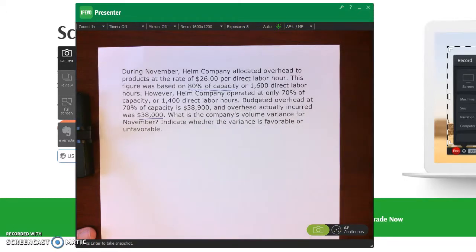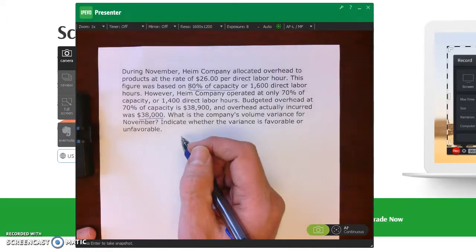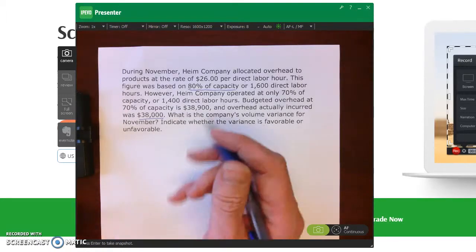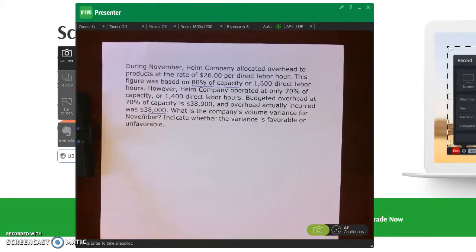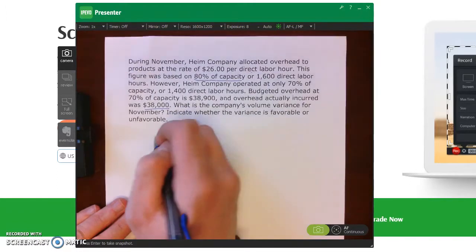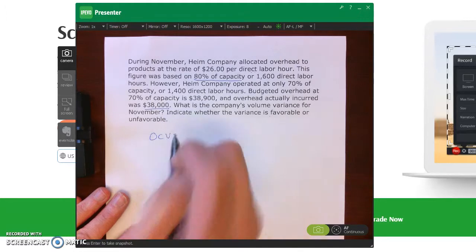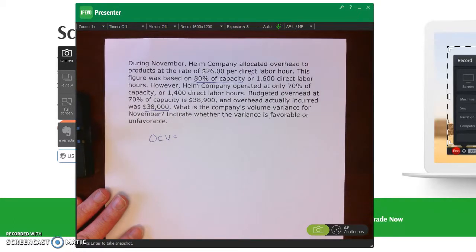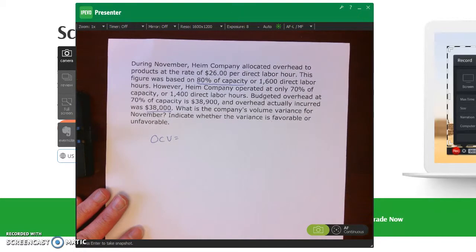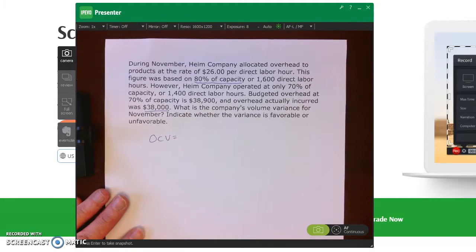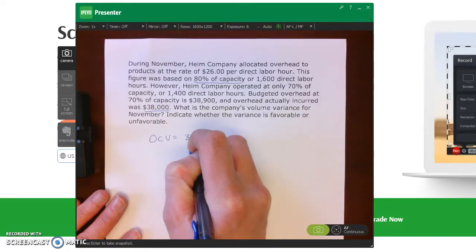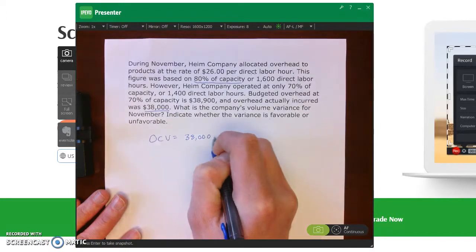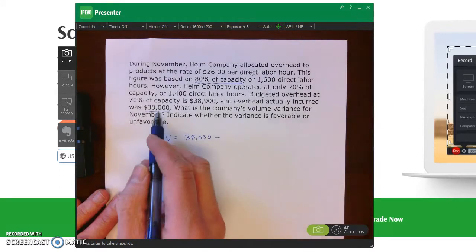We're going to take this problem a little bit further and calculate the total overhead cost variance, and then separate that into the volume variance and the controllable variance. Remember we have our OCV, which is equal to our actual overhead minus the standard overhead applied. Our actual overhead is $38,000. That's given to me right over here.